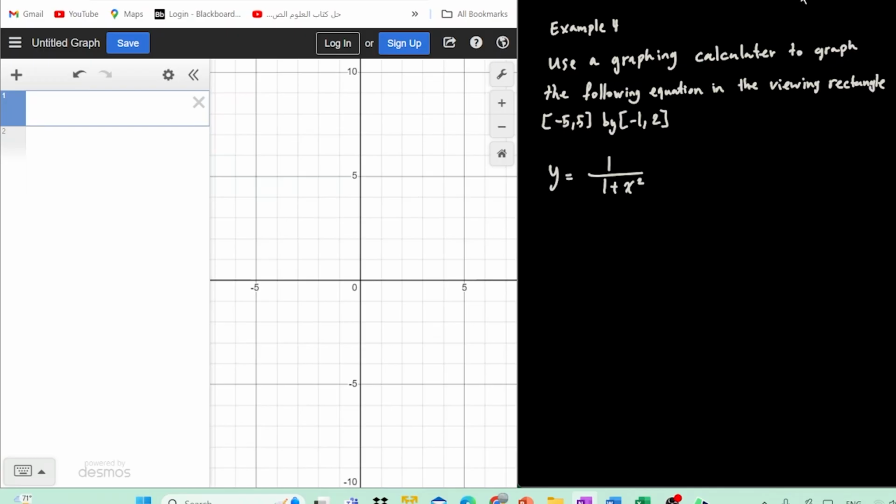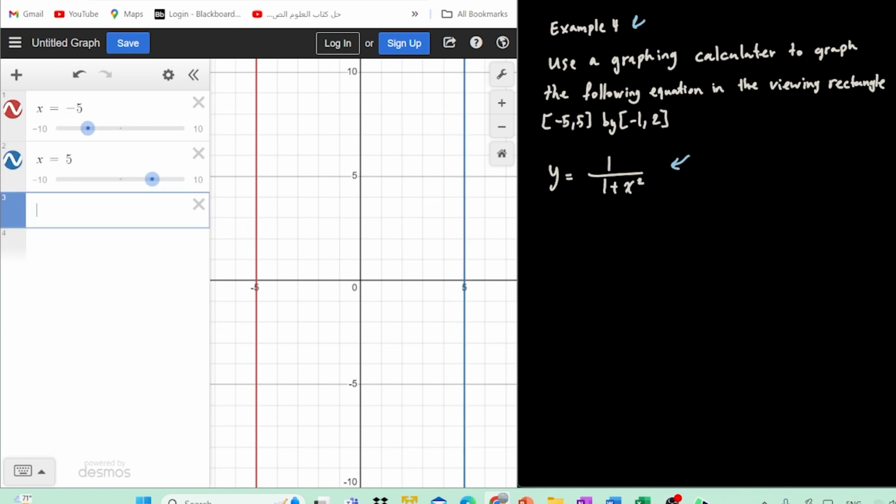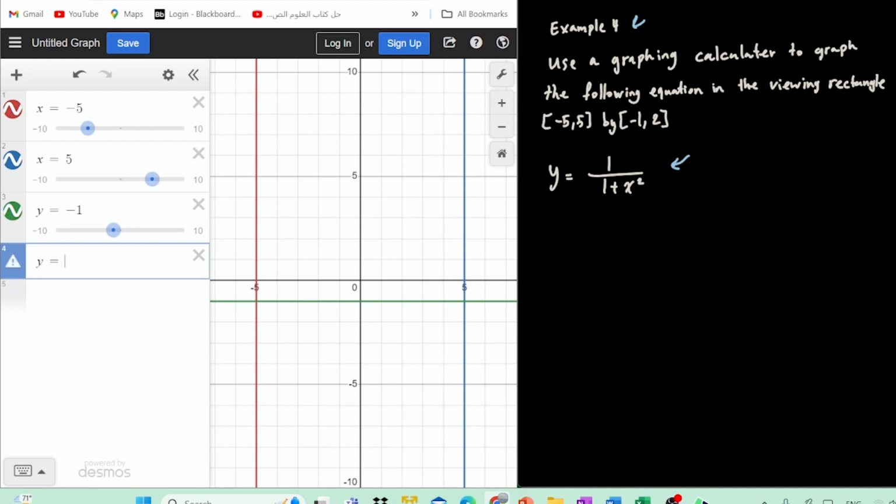Let's see another example. So example number 4 says, use a graphing calculator to graph the following equation in the viewing rectangle. And we have here the viewing rectangle is minus 5 and 5 by minus 1 and 2. And here we have the equation. So let's graph the rectangle first. So we will have here x equals minus 5, and here we have x equals 5, and then we will have y equals minus 1, and then we will have y equals 2.